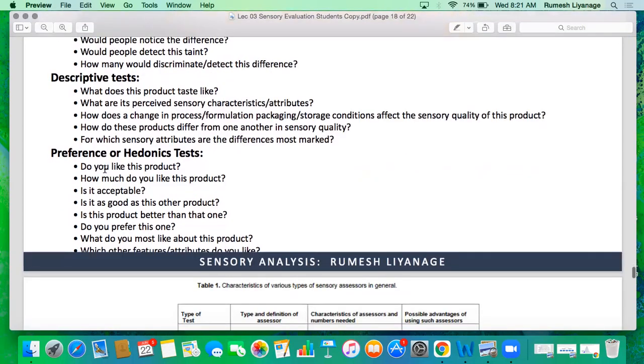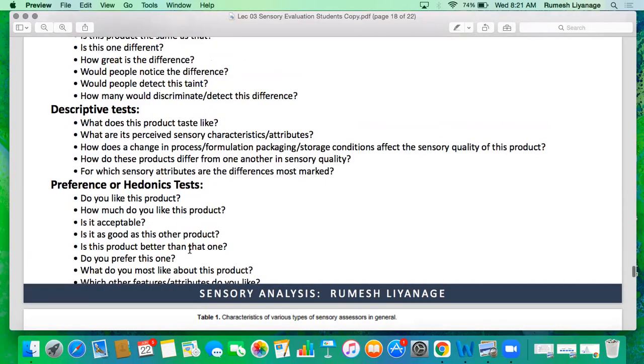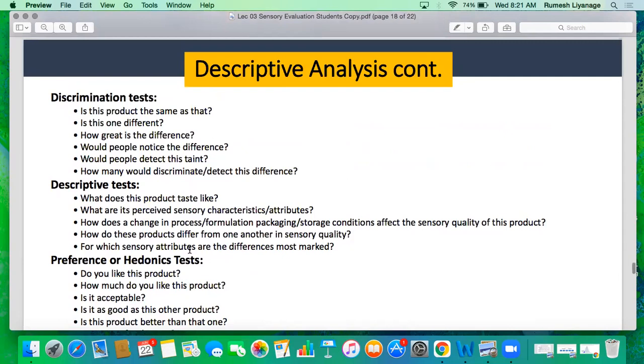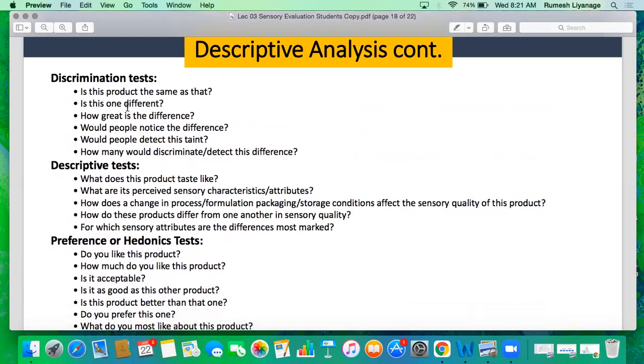When it comes to hedonic tests, do you like this product or don't you like this product? If you like, how much do you like? Is it acceptable? Likewise, do you prefer this one? Different questions. So again, we ask, is this product same or different? How great is the difference? Likewise questions.